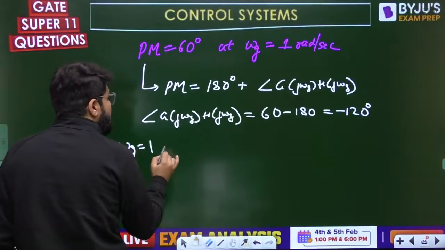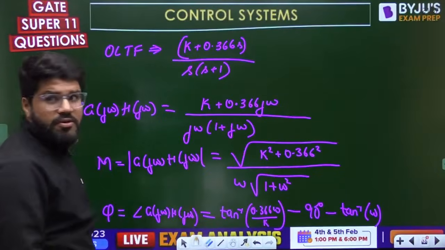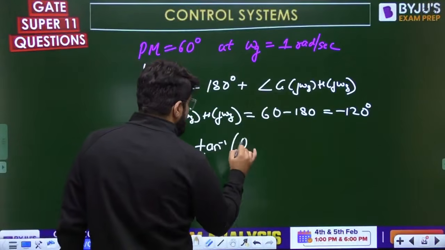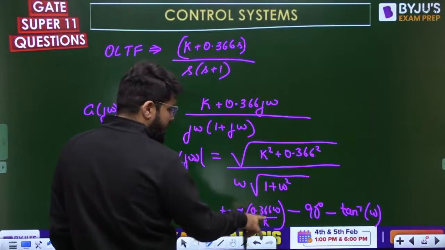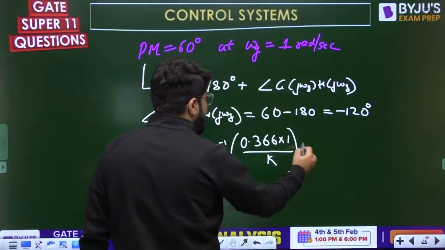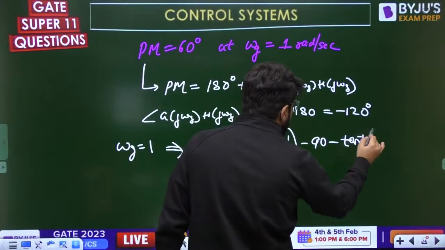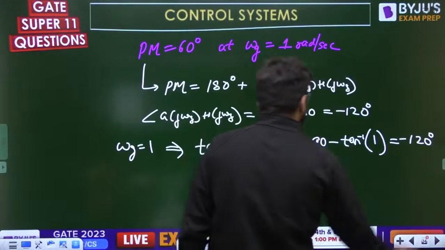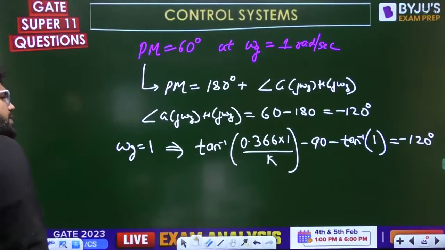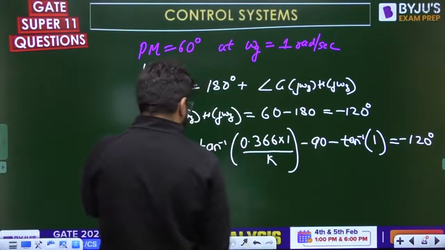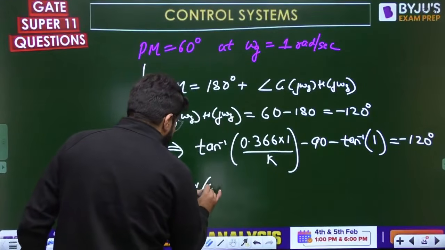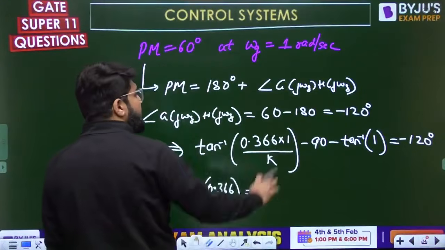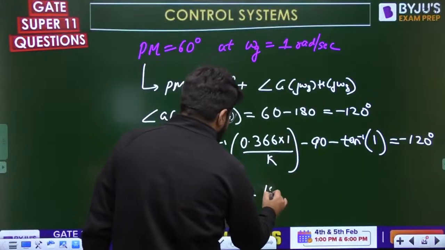Now we know that ω_g is 1. So take the angle expression from the previous slide. What does it come to? Tan inverse of 0.366 into 1 divided by k, minus 90, minus tan inverse 1, is minus 120 degree. So tan inverse 1 is 45. So you are only left with tan inverse of 0.366 upon k equal to 90 plus 45, 135, minus 120, that is 15 degree.